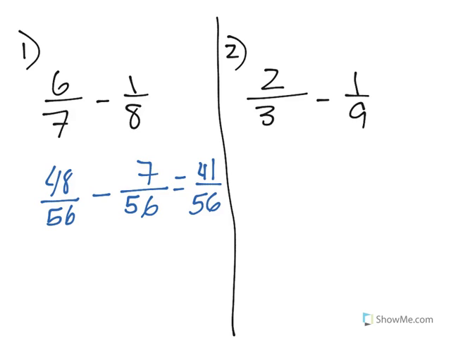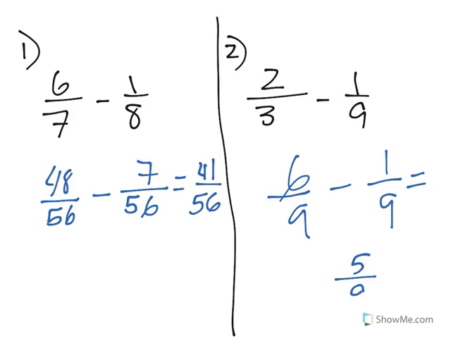Okay, and similarly, number 2, the least common multiple between 3 and 9 is 9. We don't have to change the second fraction, but we do have to change the first one. 3 times 3 is 9, so 2 times 3 is 6. 6/9 minus 1/9 is 5/9. Okay, and I guess I should have said this before. 41 over 56 does not need to be reduced, and neither does 5/9.